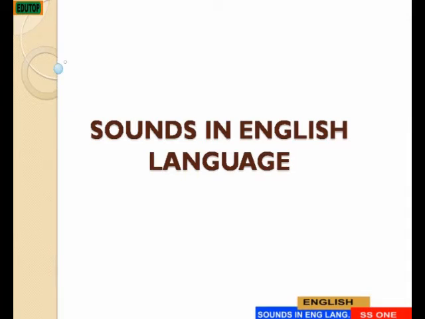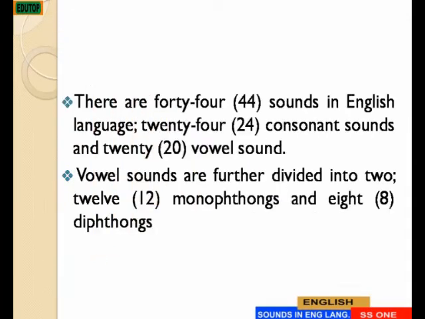Now, sounds in English language. In English language, there are 44 sounds and they are divided into two. We have the consonant sounds and the vowel sounds. The consonant sounds are 24 in number, while the vowel sounds are 20 in number. The vowel sounds are further divided into two. We have 12 monophthongs and 8 diphthongs.